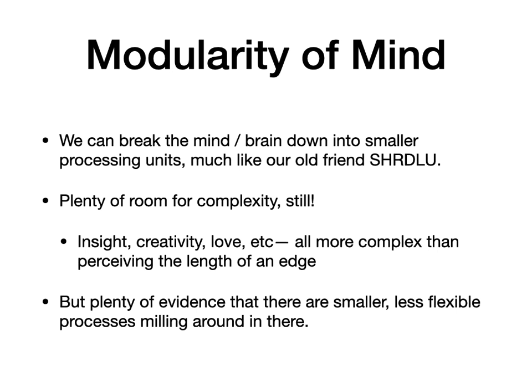We can break the mind and brain down into these smaller processing units, kind of like SHRDLU, think back to our friend who processed language. And there's plenty of room for complexity, though. Insight, creativity, love, all these more complex things than perceiving the length of an edge. There's still room for that in this modularity of mind idea, at least the first, Fodor version. But there's plenty of evidence that there's smaller, less flexible processing milling around in there.